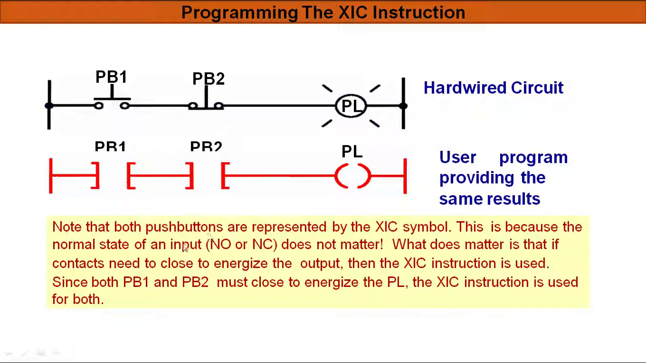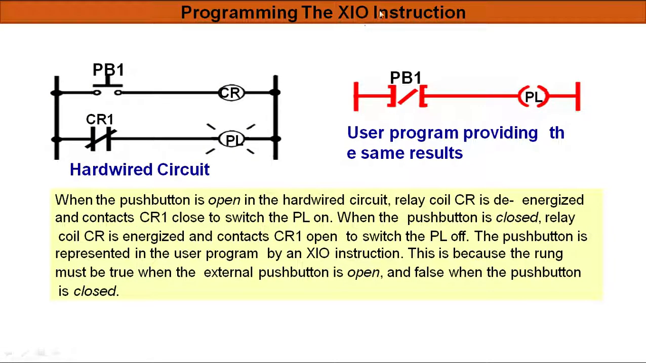This is because the normal state of the input, NO or NC, does not matter. What does matter is whether the contact needs to close to energize the output; then the XIC instruction is used. Since both PB1 and PB2 must close to energize the PL, the XIC is used. See, both of them have to be closed. Because they are in series, they have to be closed. That's why we are using XIC. Remember to say XIC examine if closed.